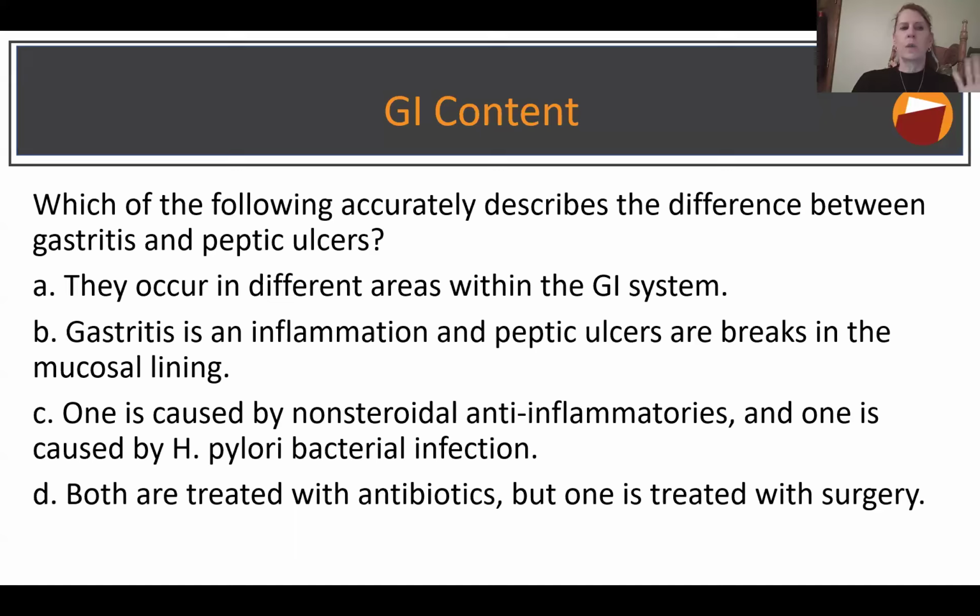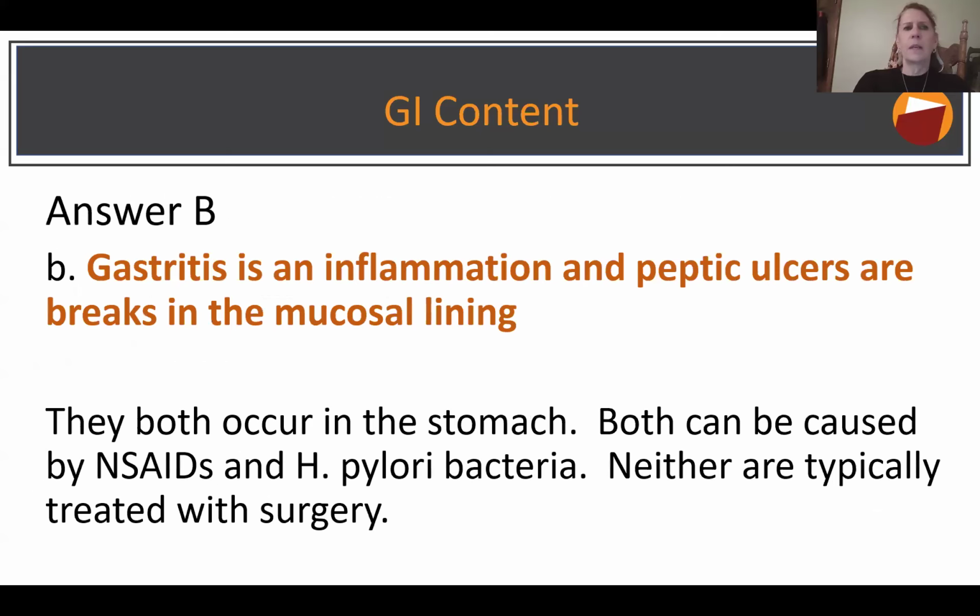It's just that with gastritis, if they're taking NSAIDs or they have the bacterial infection and nothing is done with it, it can go on to be a peptic ulcer. Both are treated with antibiotics? They may or may not. They may not need antibiotics if they don't have the bacterial infection. Maybe it's just control your stress and stop drinking caffeine. One is treated with surgery? The peptic ulcer could potentially be treated with surgery. Gastritis is not, but they're both not automatically treated with antibiotics. All right, nice.